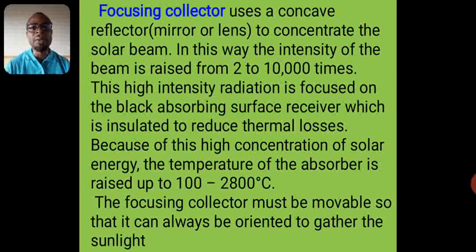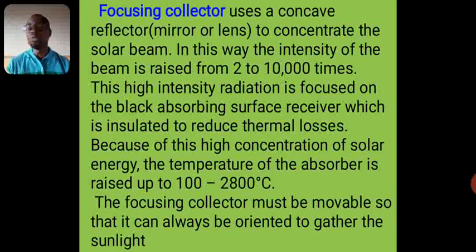That can be a mirror, it can also be a lens to concentrate the solar beam. In this way, the intensity of the beam is raised from 2 to 10,000 times. And this high intensity radiation is focused on the black absorbing surface receiver, which is insulated to reduce thermal losses.